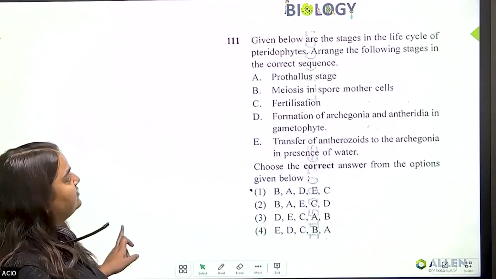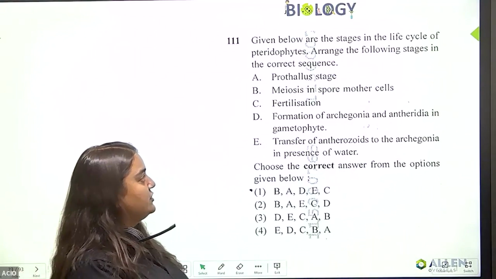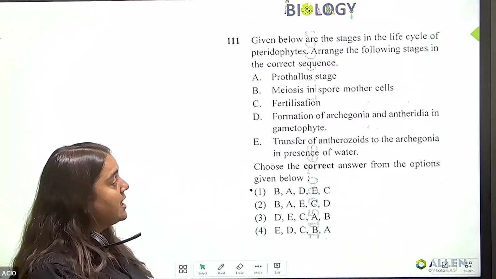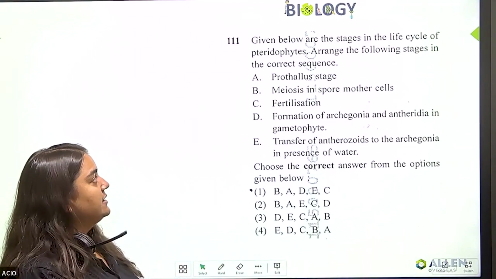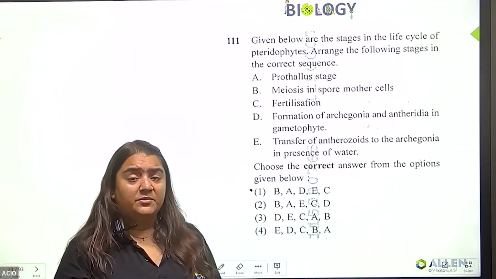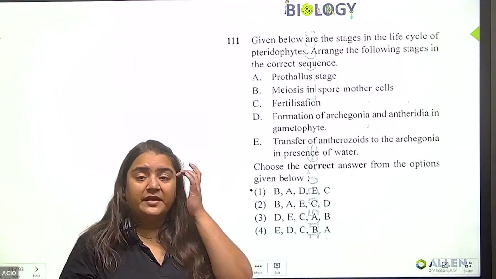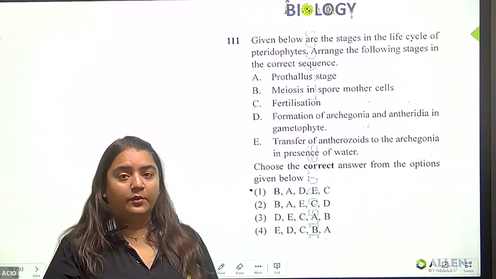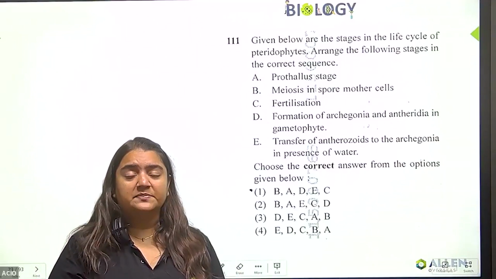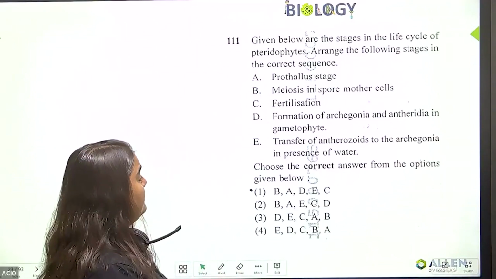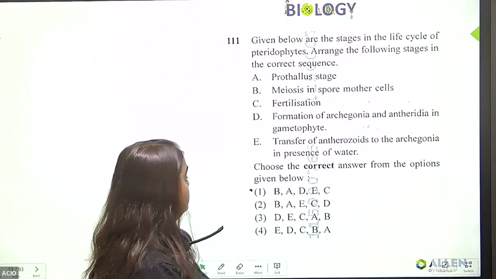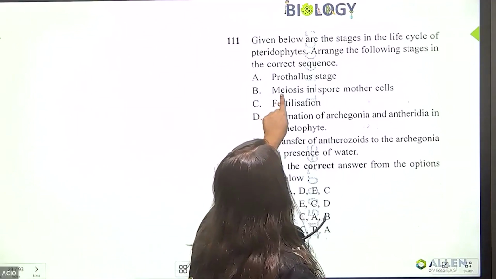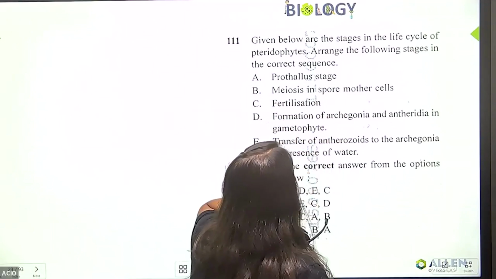Let's go with the next question. Given below are the stages of the life cycle of pteridophytes. Arrange the following stages in the correct sequence. You know, this time you had bryophytes as well as pteridophytes life cycle, both of them. You all know that the main plant body of pteridophyte is the sporophytic plant body. So how are we going to start? Let's start with meiosis in spore mother cell.